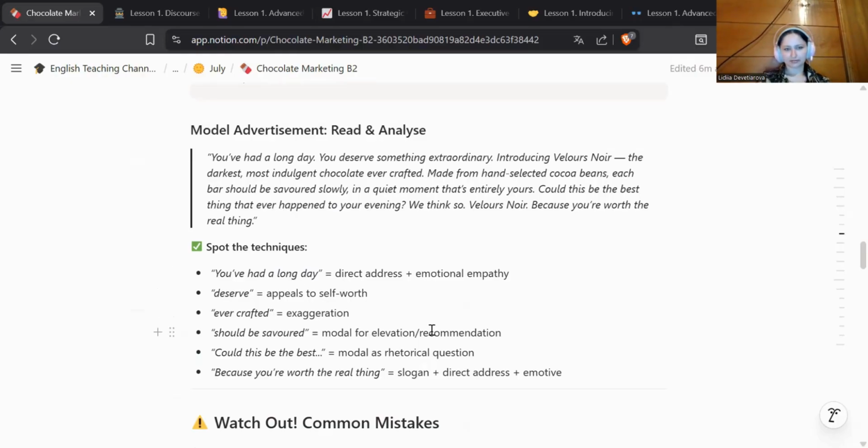Ever crafted. Yeah. That is the most indulgent chocolate ever crafted. That is an exaggeration. How can we be sure of that? Right? Should be savored. That is a modal verb for elevation and recommendation. Yeah, we recommend you to savor it slowly. Could this be the best thing that ever happened to your evening? That is a rhetorical question. We don't know. Most likely this question already has an answer. We believe that it is the best thing that ever happened to your evening. Yeah? And we use the modal verb could for this.